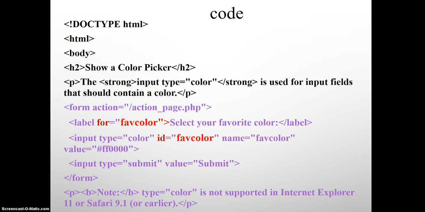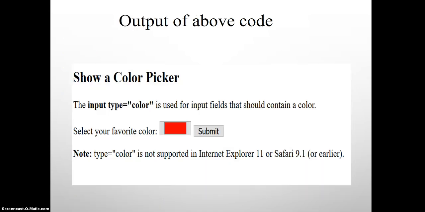Input type is equal to submit. Value is equal to submit. Form close. Here I have given notes on whether the control is supported by the browser or not. Body close, HTML close. Output of the above code: select your favorite color. By default, it will display the color red. You can change the color and submit the form again.